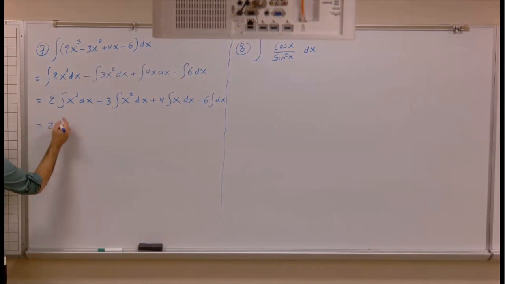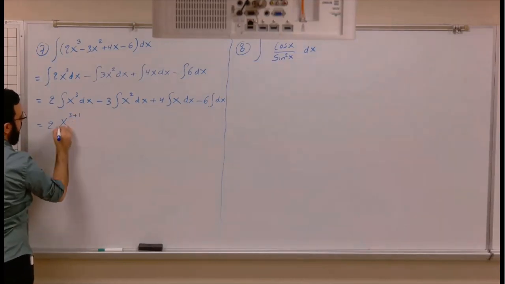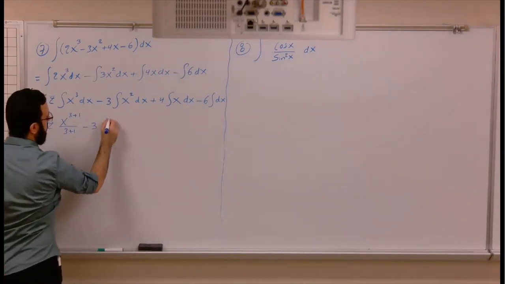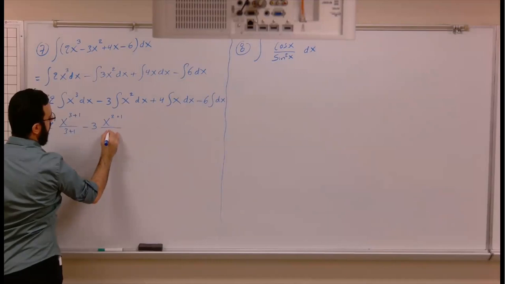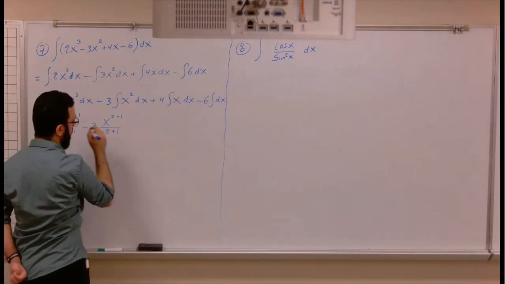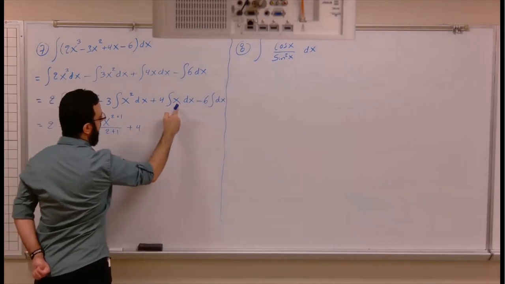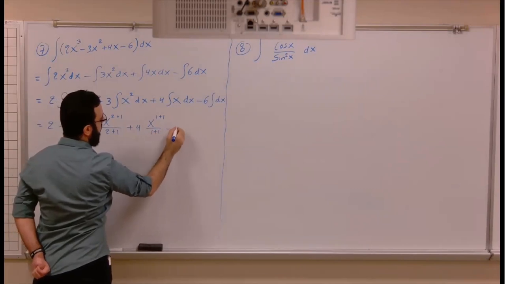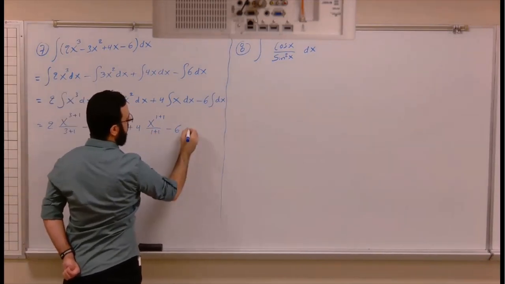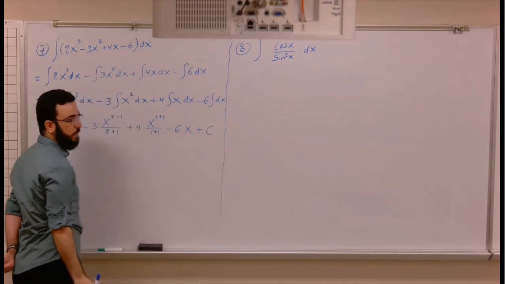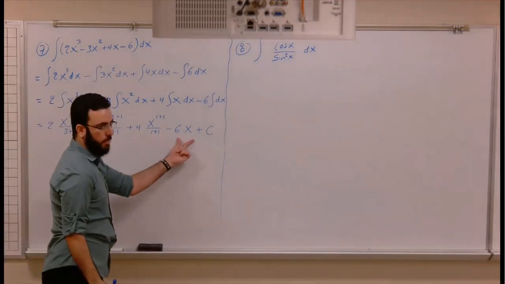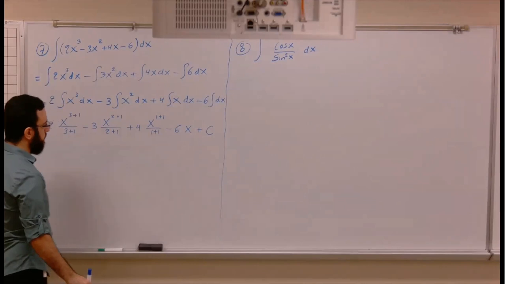So this one is going to be 2 times the integral of x cubed, which is x to the power 3 plus 1 over 3 plus 1, minus 3 times x squared, which is x to the power 2 plus 1 over 2 plus 1, plus 4 times the x, which is x to the power 1 plus 1 over 1 plus 1, minus 6 times the integral of dx, which is just x, and you have to add the c. So you see, you don't have to add c1, c2, c3, c4. No, we're just going to add one constant c.